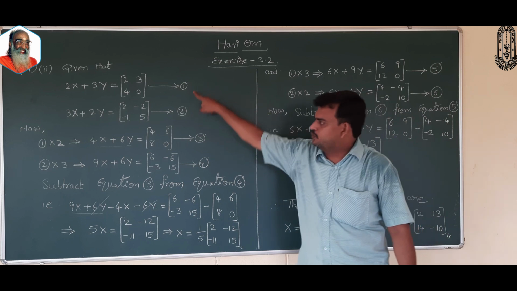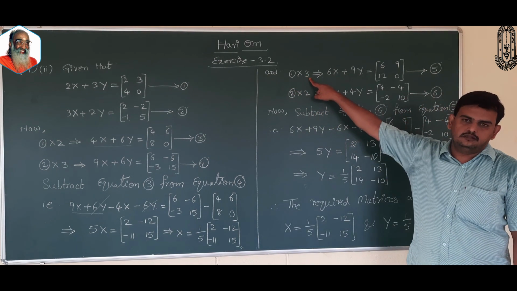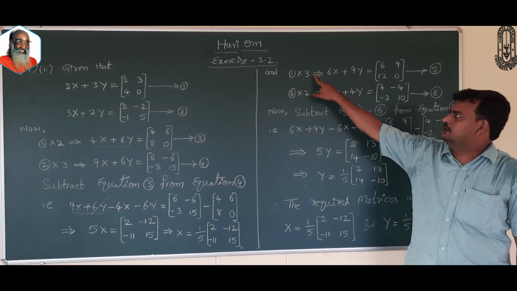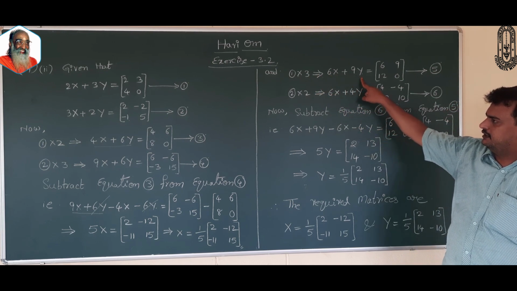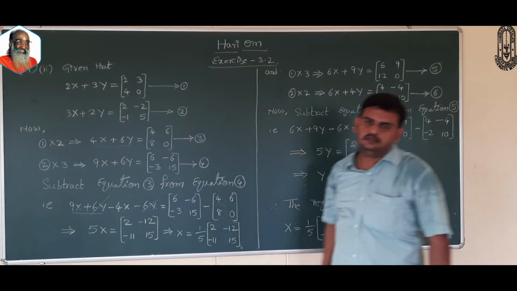Here we have equations 1 and 2. The total first equation we multiply by 3. When we multiply by 3, we get 6X plus 9Y. As usual, all elements are multiplied by 3.